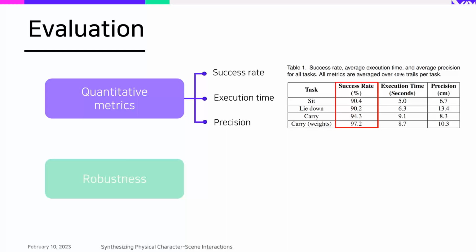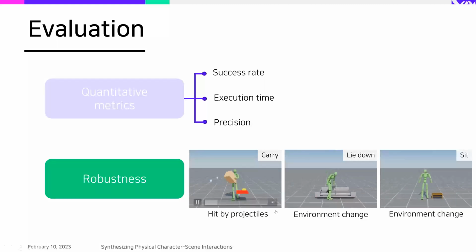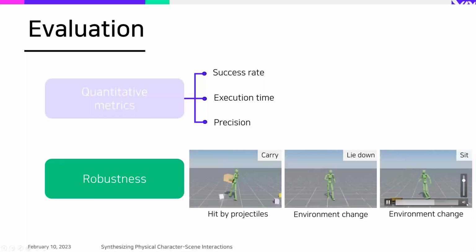And they insist that despite the diversity of test objects, their policies succeed in all tasks with up to 90% success rate. They also measured robustness to external perturbations, such as box projectiles and sudden changes to the environment. Despite confronting external perturbation, the simulated character showed that it has the ability to recover and resume the task.